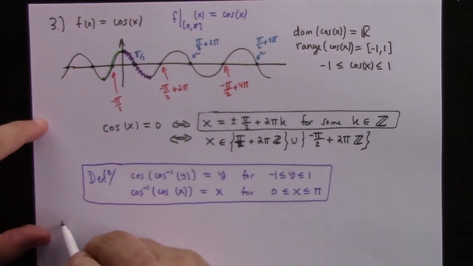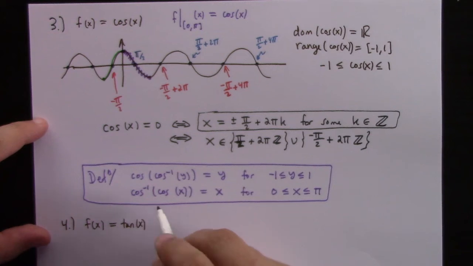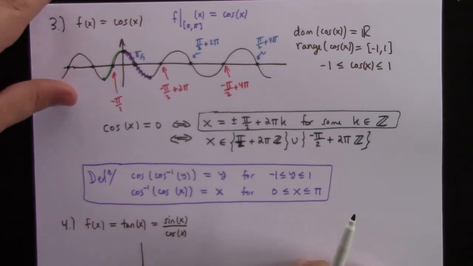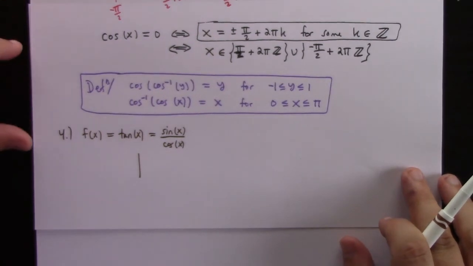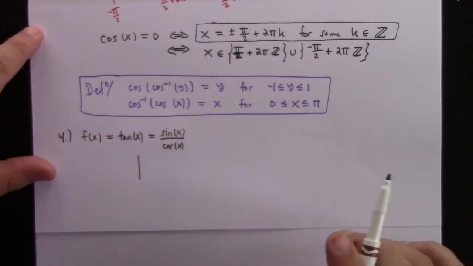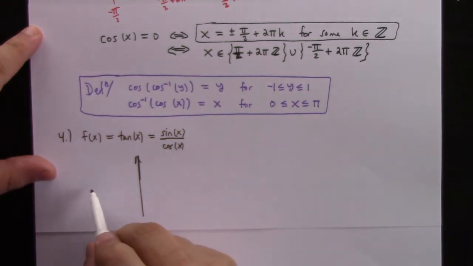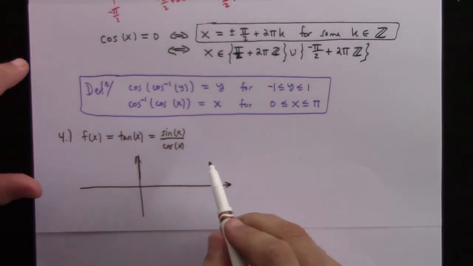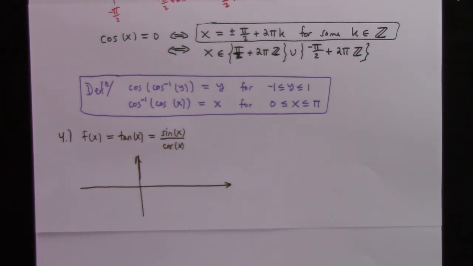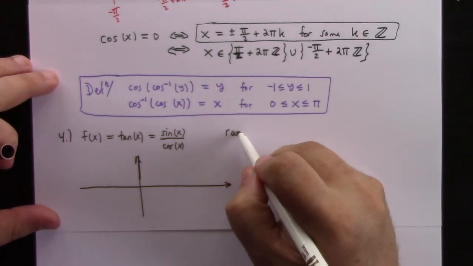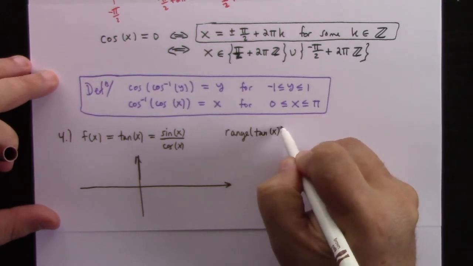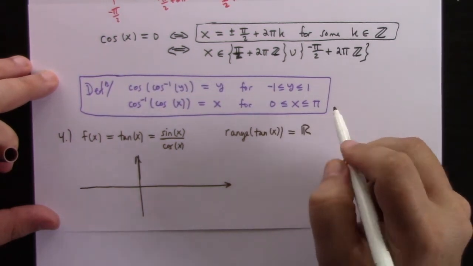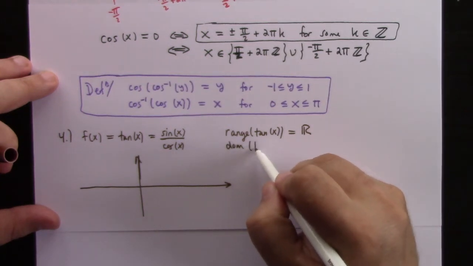Another important example, of course, tangent. f of x equals tangent x. Tangent x is sine x over cosine x. Pretty neat function. So that tangent x has vertical asymptotes where it's got division by 0. The range of tangent x is the whole real line. The domain of tangent x is kind of interesting.